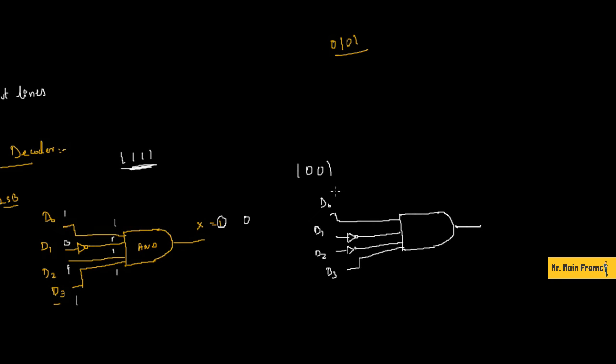For example, in the given example, you can find D0 is 1 and D1 is 0, D2 is also 0, and D3 also 0, right? So this 1 will be connected with this, so high voltage and high voltage, and D1 is now 0, so this 0 will be inverted into 1, right? And D2 is 0 and it will be inverted to 1, and D3 is directly connected to the AND gate. So 1 1 1, all are ones, and this AND gate will give you high level output.